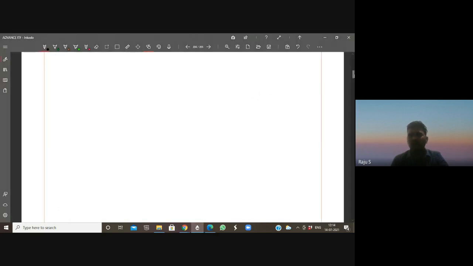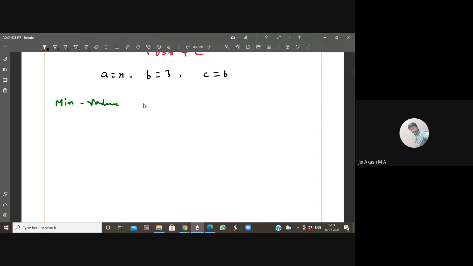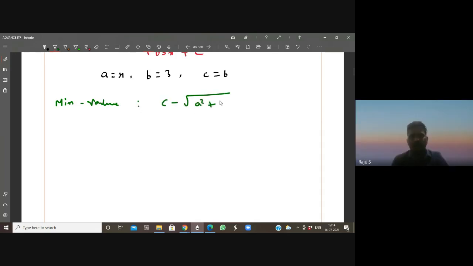First I would like to find the minimum value. What is the minimum value? C minus root over a square plus b square. Substitute: 6 minus root over 3 square plus 4 square. That is 6 minus root 25, which is nothing but 6 minus 5. So the minimum value is 1.